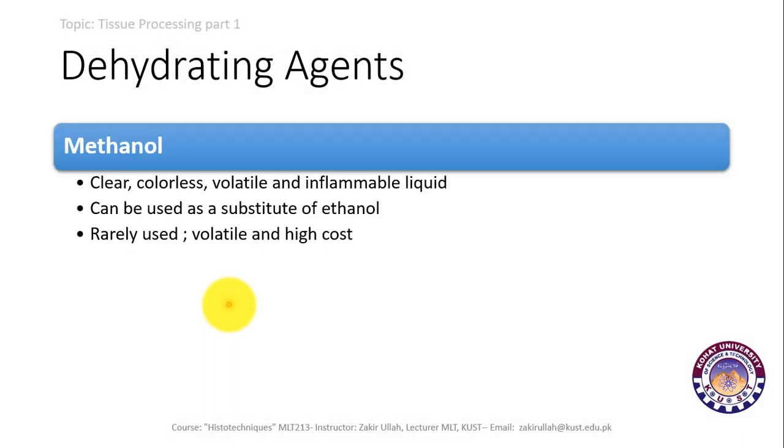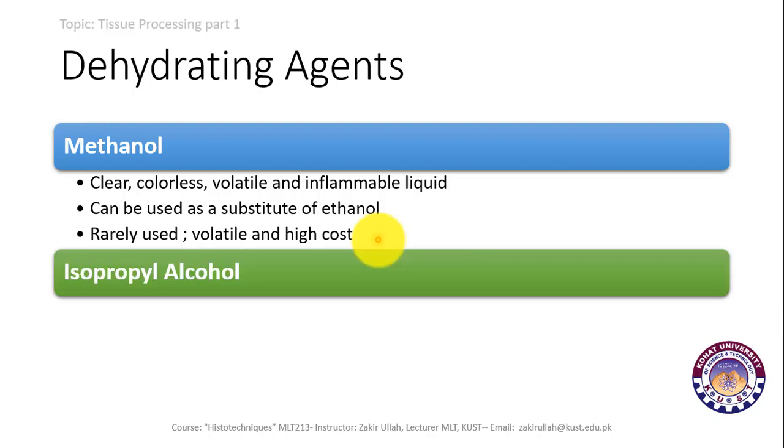Methanol alone is a clear and colorless volatile inflammable liquid. This agent can be used as a substitute for ethanol, but it is rarely used because it is volatile and it is costly. Therefore, methanol is not used in routine labs.